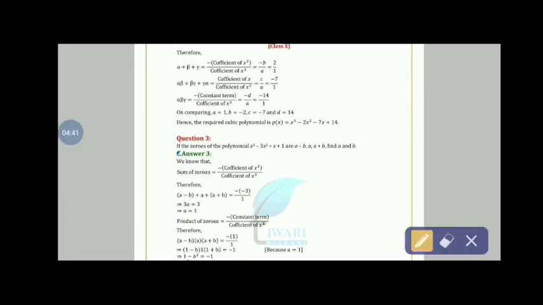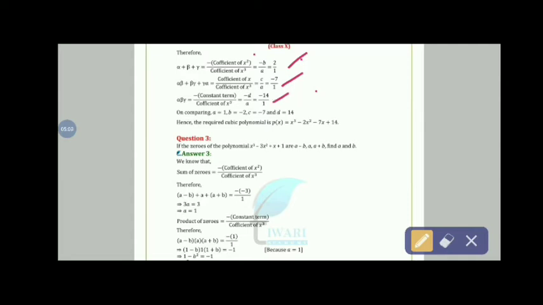Alpha plus beta plus gamma is equal to minus coefficient of x square over coefficient of x cube, that is minus b upon a, that is 2 upon 1. Then alpha beta plus beta gamma plus gamma alpha is coefficient of x over coefficient of x cube, that is c upon a, which is equal to minus 7 upon 1. Then alpha into beta into gamma is equal to minus constant term over coefficient of x cube, that is minus d upon a, minus 14 upon 1.